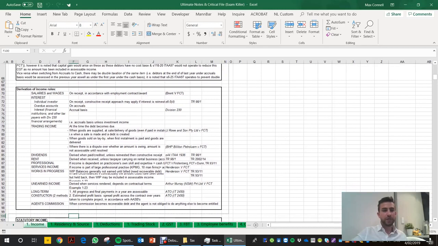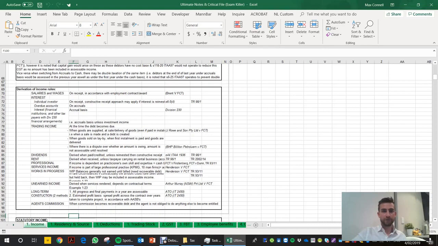Salaries and wages are recognized on receipt, so when you actually receive it, on a cash basis. For interest, you have to consider a few different situations. Are they an individual investor? If so, the income is recognized when you receive the money, on a cash basis. However, if it's on overdue accounts, it's on an accruals basis.